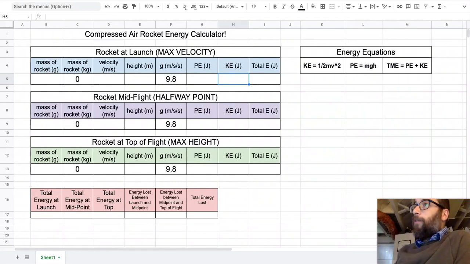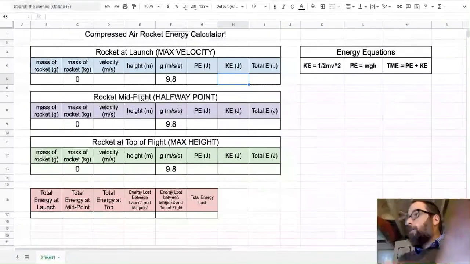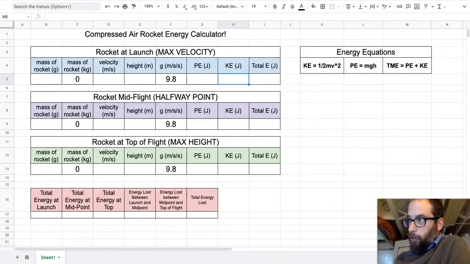All right, scientists, in this video I want to show you how to take an energy equation and use it to create a formula that, if put into Sheets, will use the data you enter to calculate the energy of your rocket at a particular point in its flight. And we are going to start with the first table here, rocket at launch, where it has its maximum velocity.